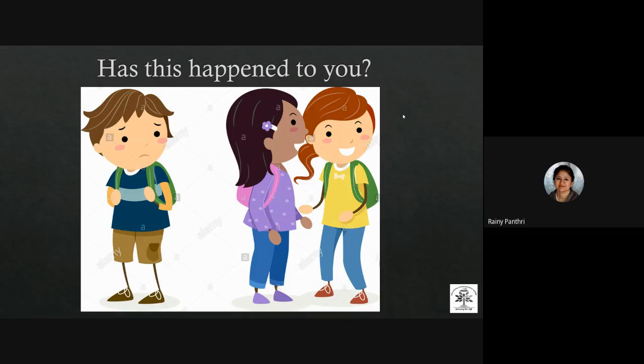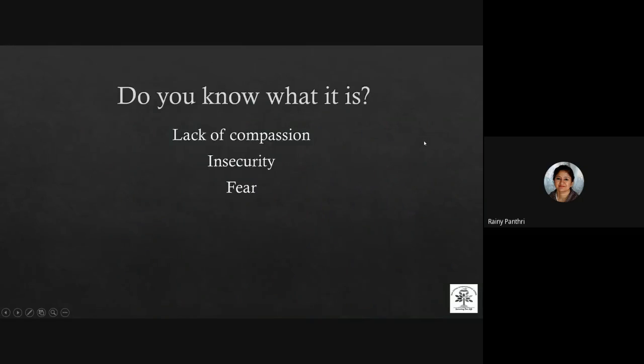Do you think this happens? Just type yes or no. Do you think this happens in our daily life, children? Yes, they have written yes, yes, yes. Many of them have written yes. Okay, very good. Now let us look at what it is. Is it lack of compassion? Why do people do this? Insecurity or fear? It could be anything.